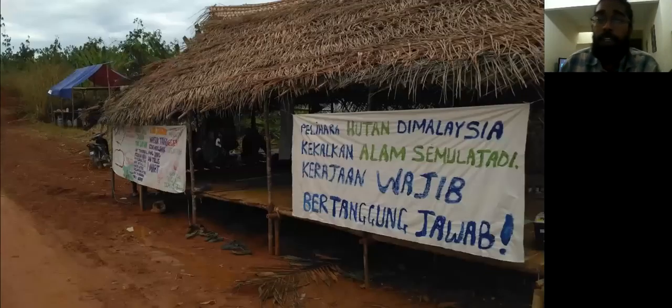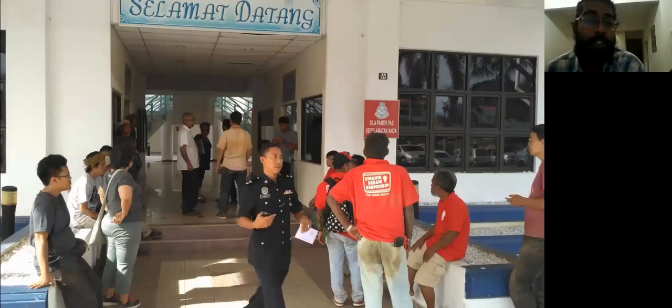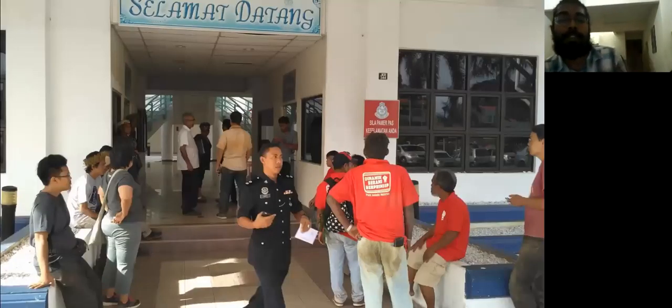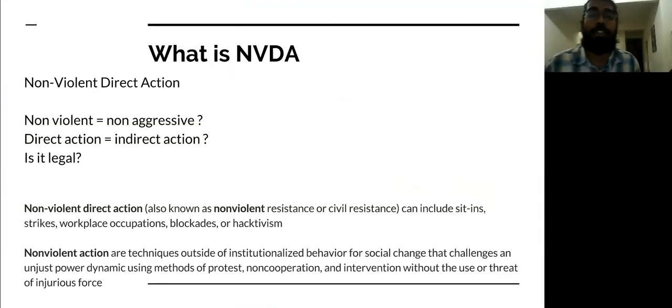And there's no more illegal logging going on in that whole area. And these were all things that we did. We went to the police station to lodge reports against the loggers and things like this. We pulled up blockades. This is a very long and thought out procedure. So that's a whole different end towards direct and indirect action.